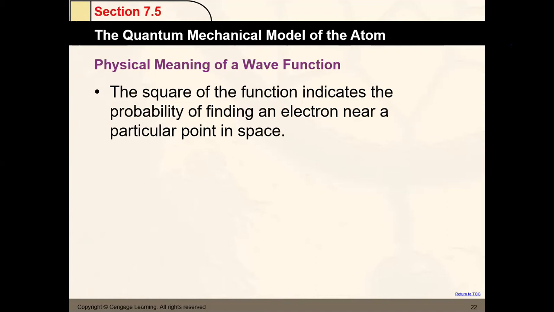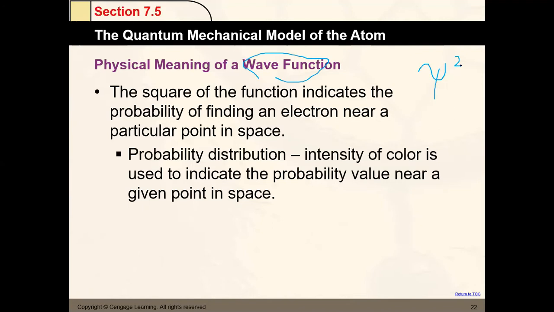The wave function is represented by the Greek letter psi, and the square of the wave function indicates the probability of finding an electron near a particular point in space. Probability. There is no definite place, time, position, or momentum where I can find an electron. That was the mistake of Bohr. Bohr was saying circles. If it moves in circles, I can predict where it is, because if I know where the circle is and the size of the energy level, definitely I can predict it.